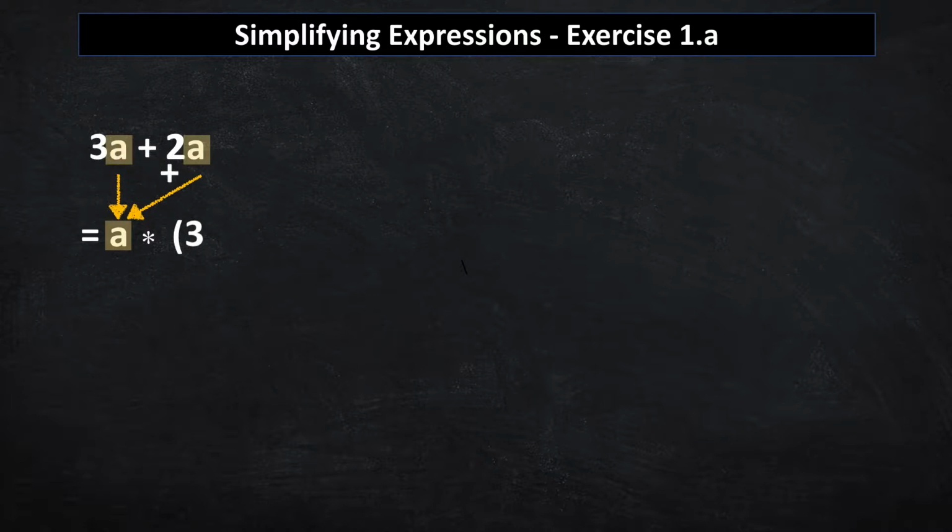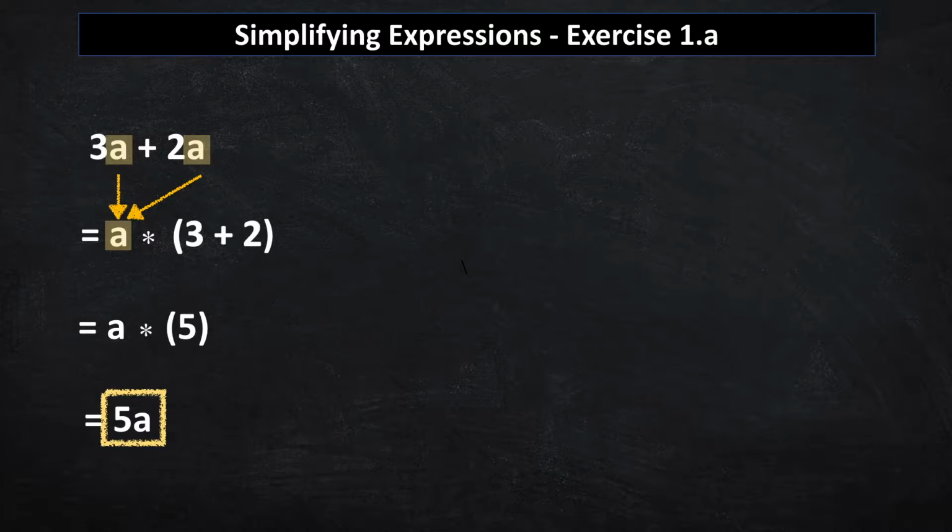So the number 3 plus the number 2. In the next step, we just compute the sum inside the parentheses between the number 3 and the number 2, which is 5. And a multiplied by 5 is nothing else than 5a, which is the final result of this exercise. Now, let's try with another example.